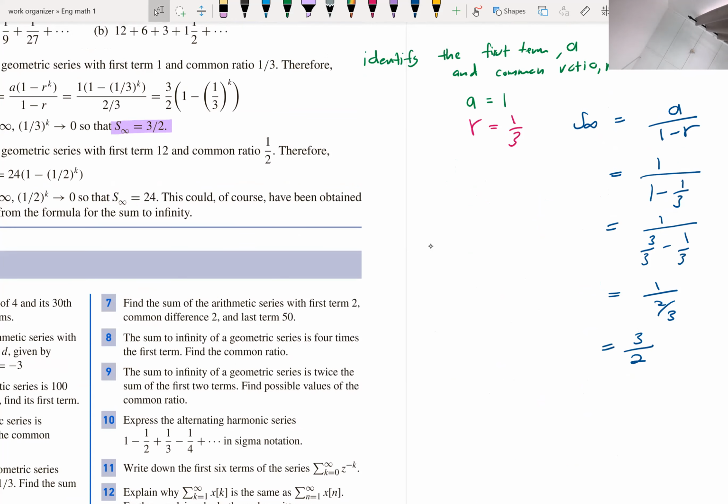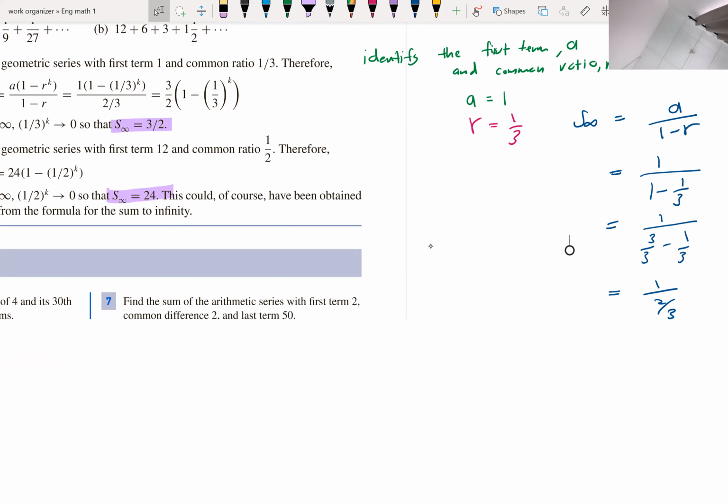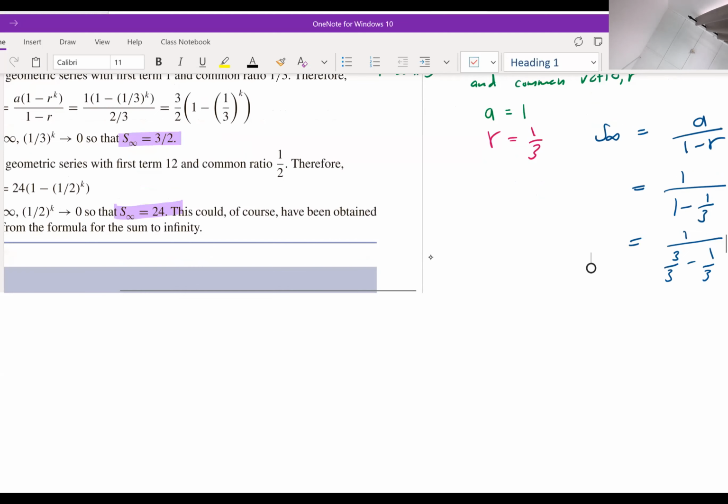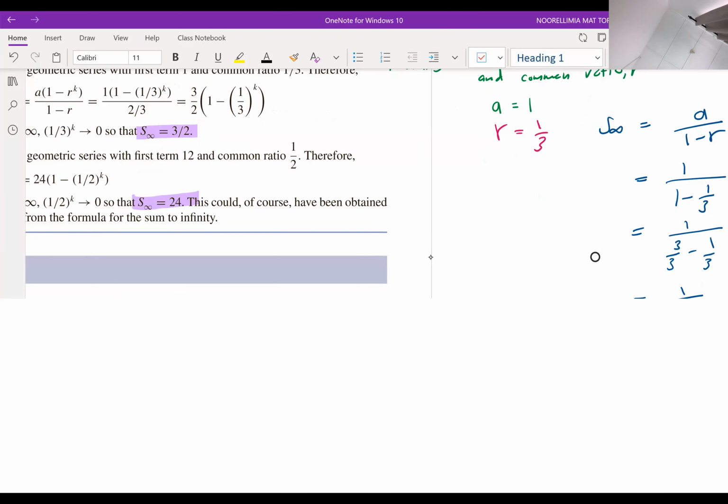Okay, and then, wait, I have to take my phone. Oh, here.